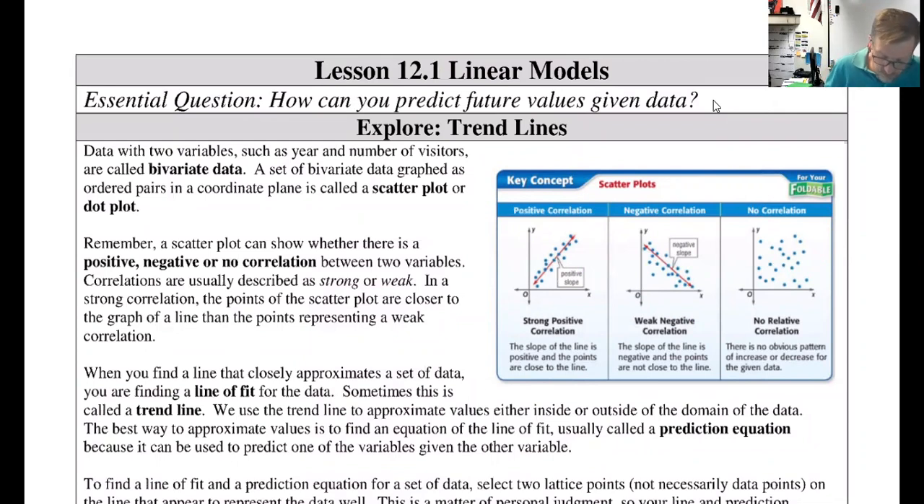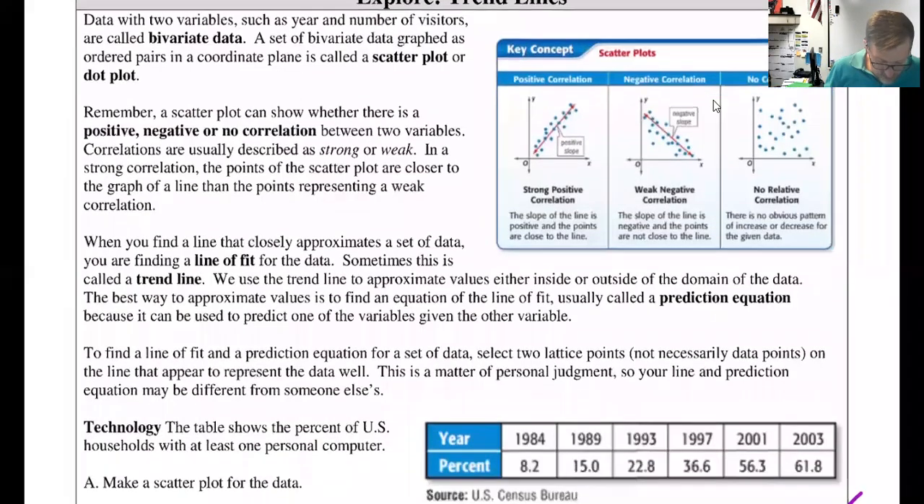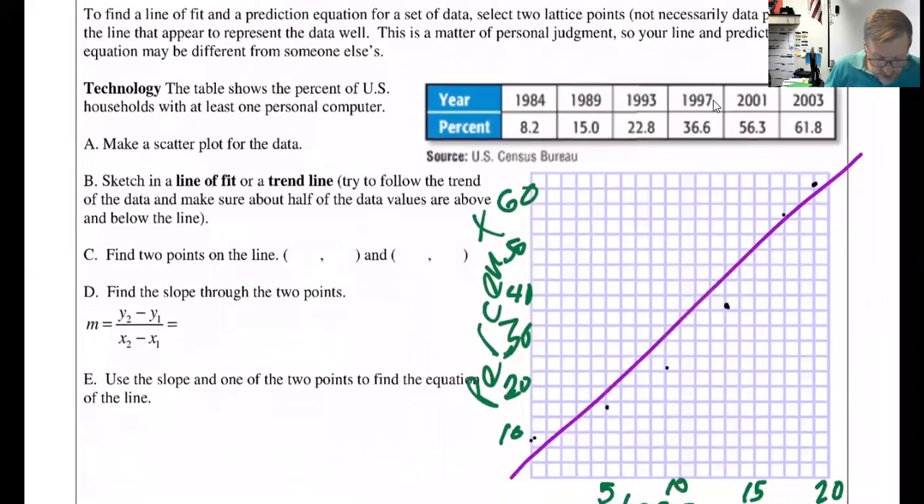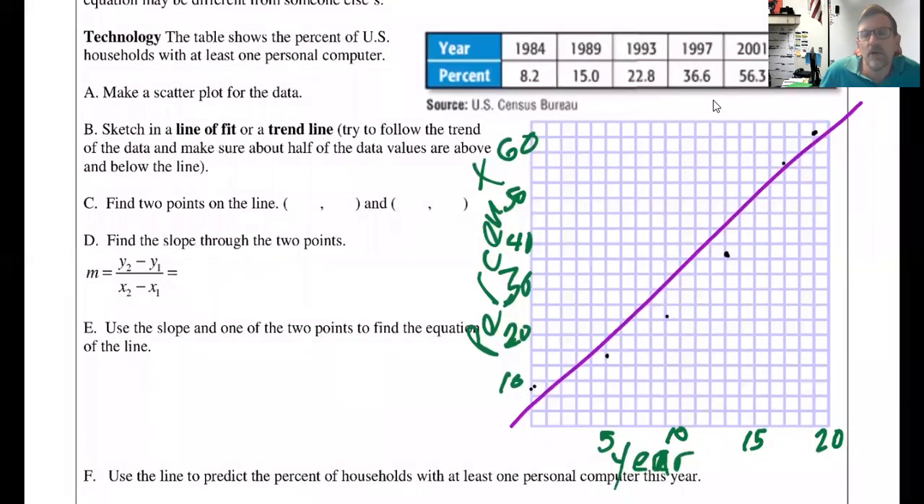So move this down a little bit, and what we're doing here is computer saturation in America from 1984 on. You're looking at the percentage of households that have a computer from 1984 to 2003. I know it's 17 years later, but we're still going to use this set of data.